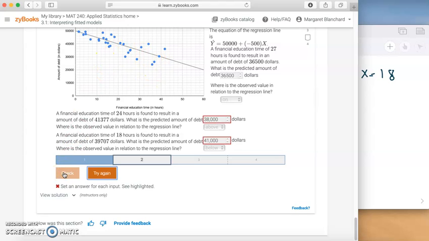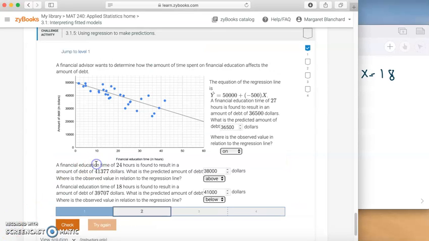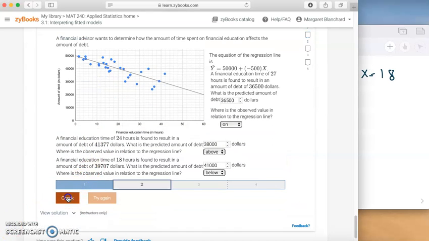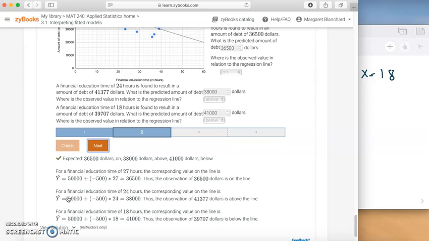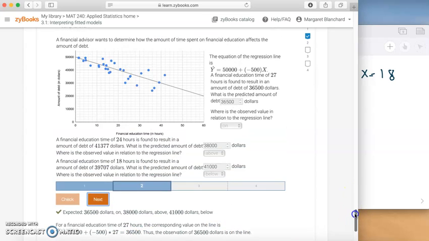All right, let's check. Oops. Set an answer for each input. Looks like I'm not allowed to put those commas in there. That was my mistake. All right, let's check. All right, that's everything. So again, my bad about the commas. So be careful with how you input your answers in here.